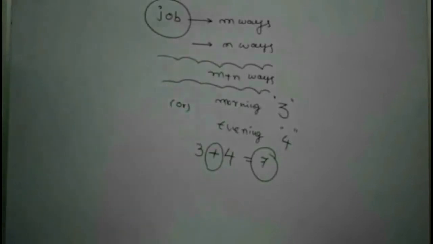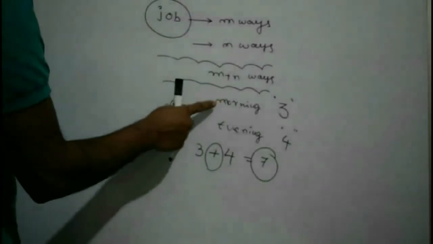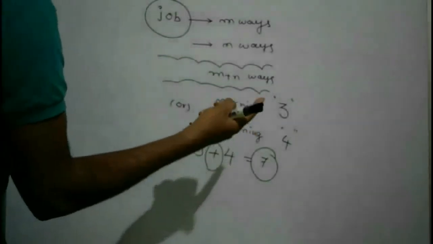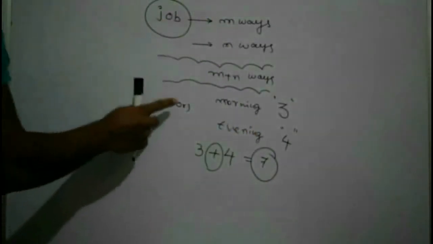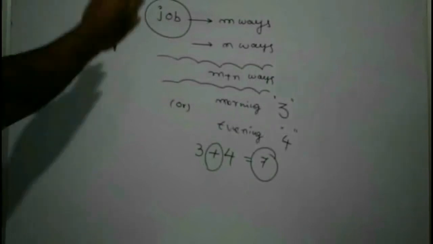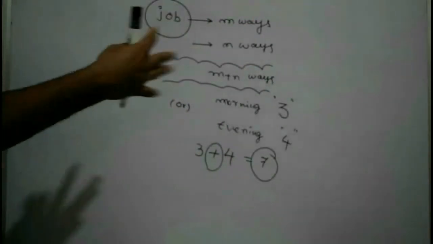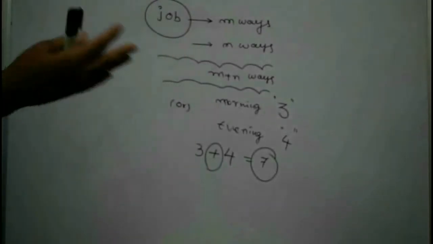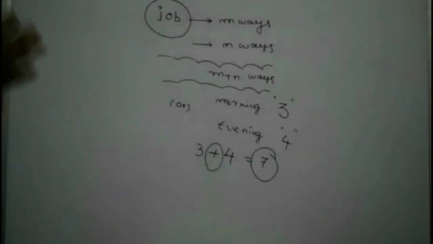Why? Because the same job can be finished in the morning session, or the same job can be finished in the evening session. So whenever you use the word 'or', then we have to add. So remember, whenever a job can be finished in m ways or in n ways, in different, mutually exclusive situations, where there is nothing in common, in that case we have to add. So this is called the fundamental principle of addition.